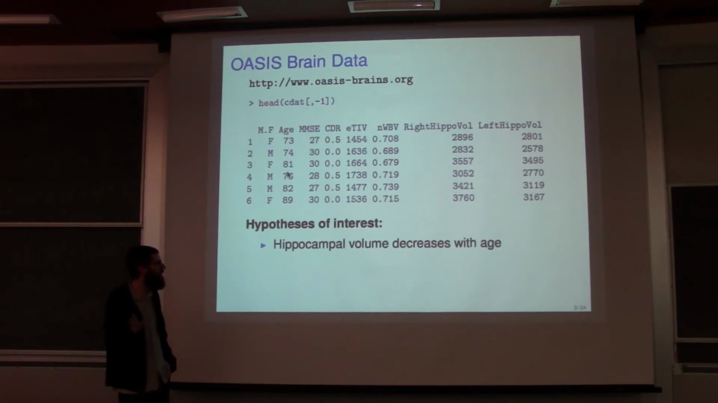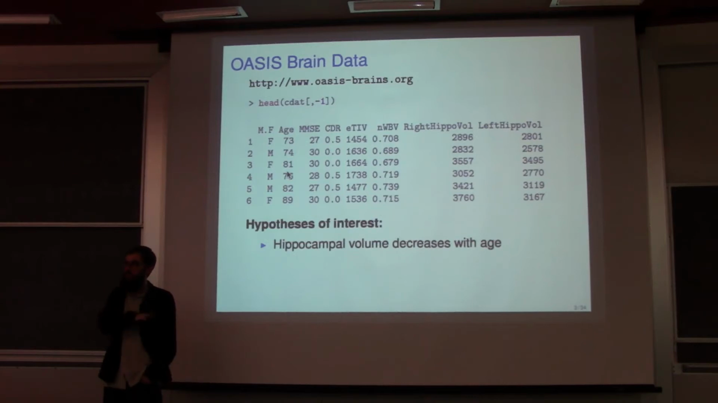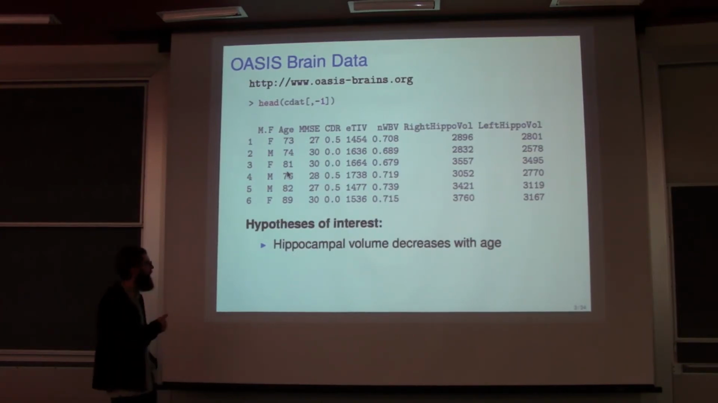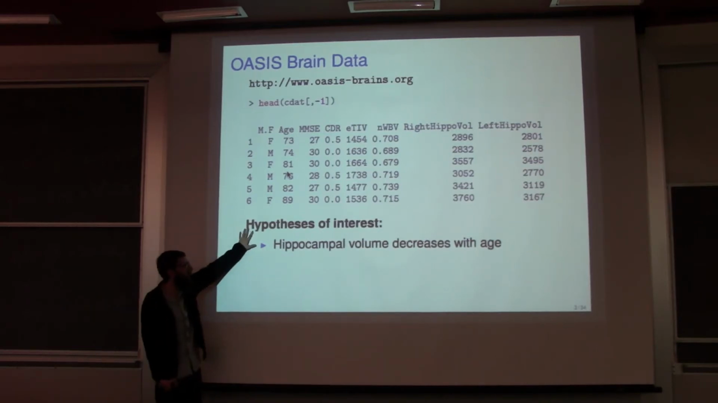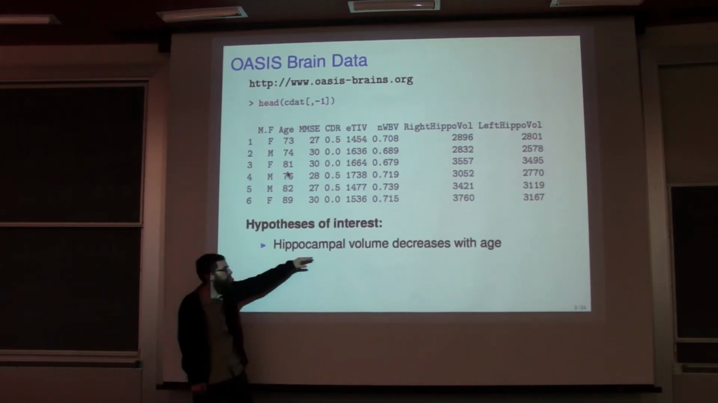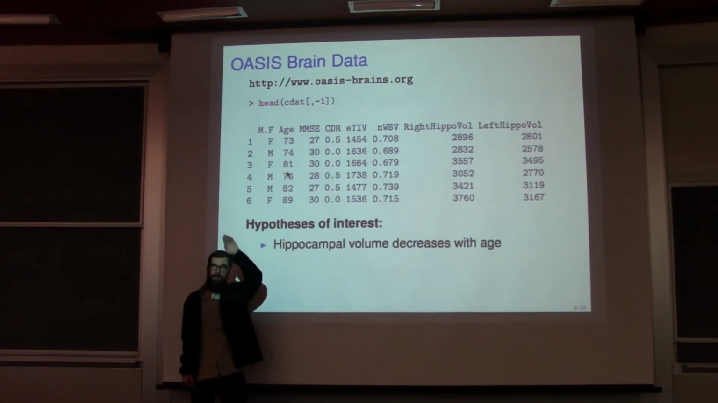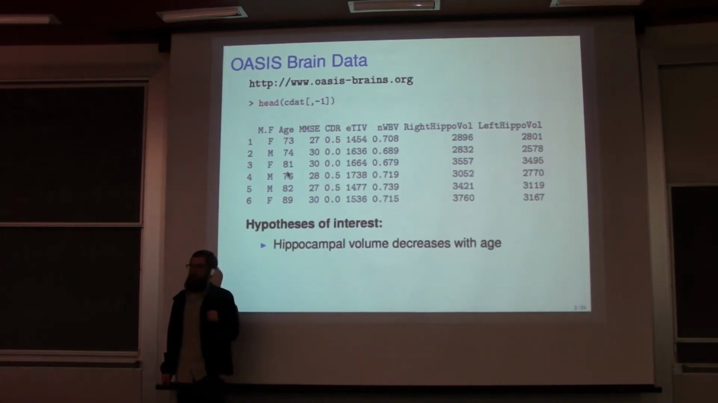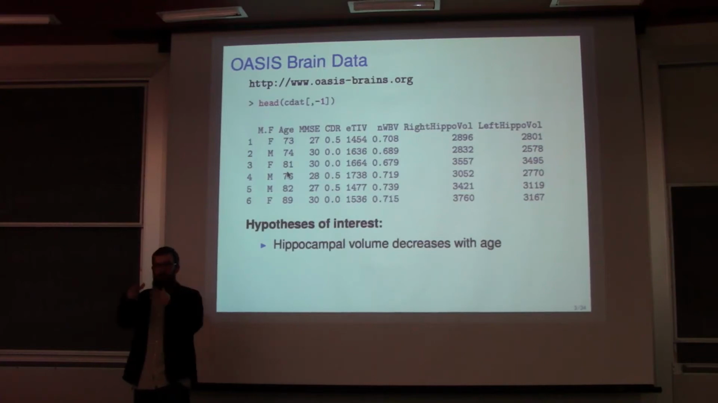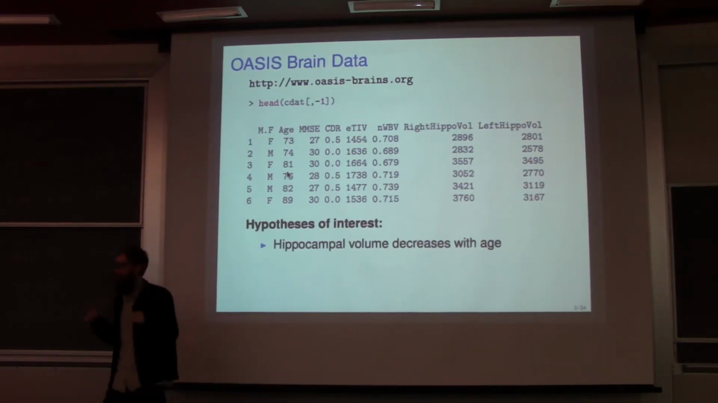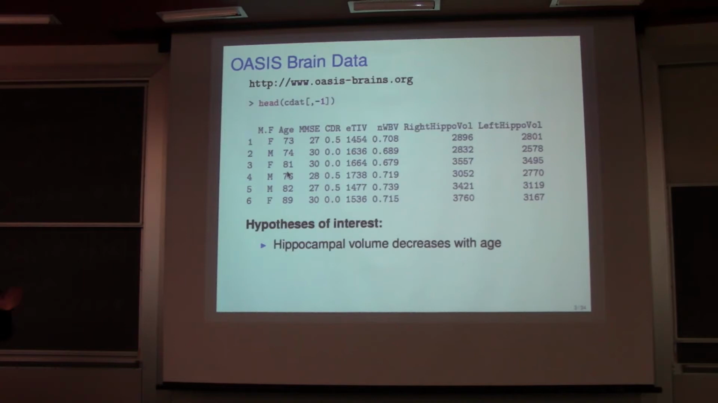In my own research analyzing data, I typically am getting my hypotheses from a collaborator, in this case, like a neurologist studying Alzheimer's disease. And so, for instance, the neurologist studying this data set might have a hypothesis that the hippocampal volume decreases with age. Okay, so as we get older, our hippocampal volumes shrink. That's a hypothesis. It's thought to be a true hypothesis, by the way.